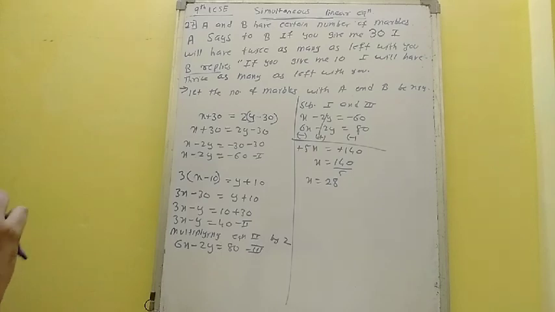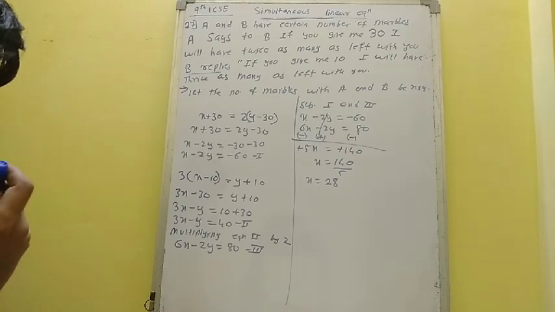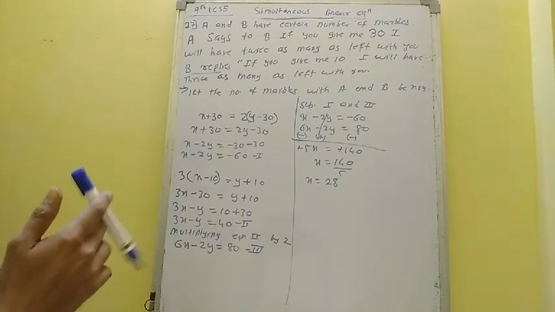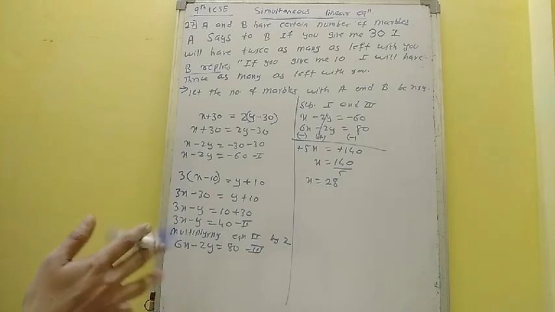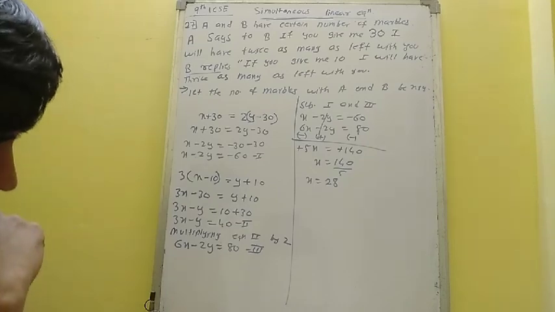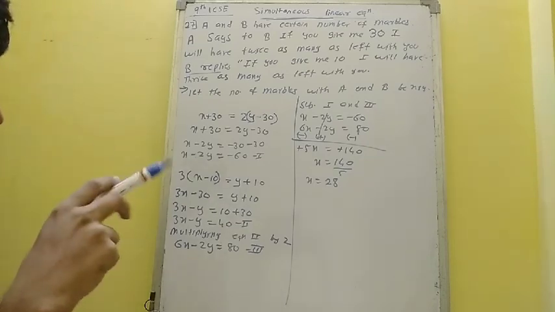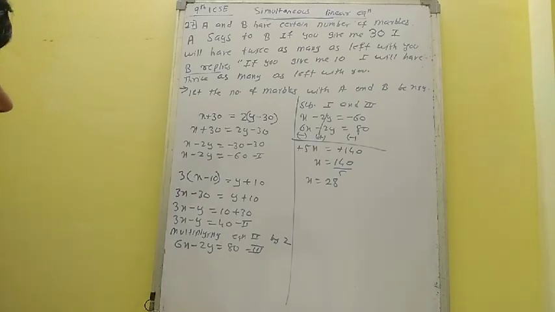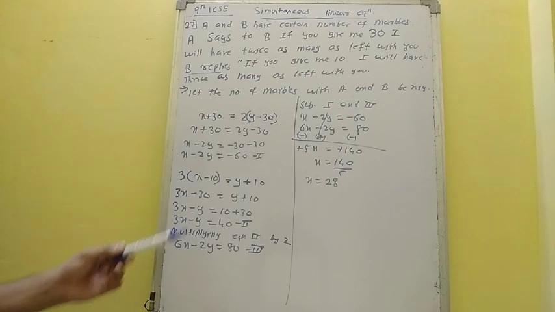Something is wrong over here. Because the answer in the textbook is given as 34 marbles with A. And we have 28 marbles. Let's check what is wrong with the question. Minus 30.